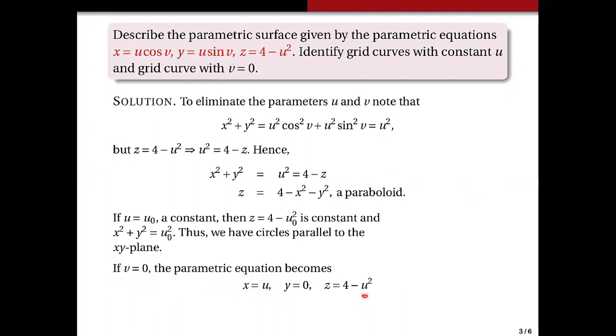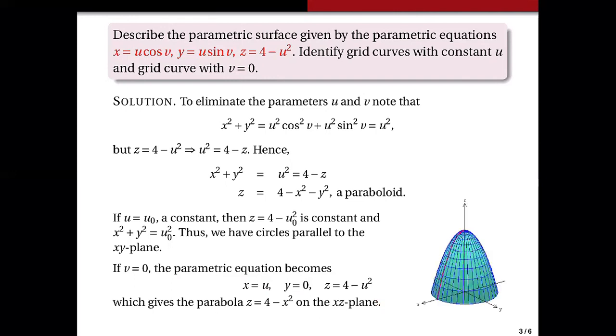Since x equals u, we can replace u squared with x squared, so z equals 4 minus x squared, which means that it will be a parabola, opening downwards with peak at z equals 4. And that parabola lies on y equals 0, so it will be on the xz plane. So this will be the sketch.